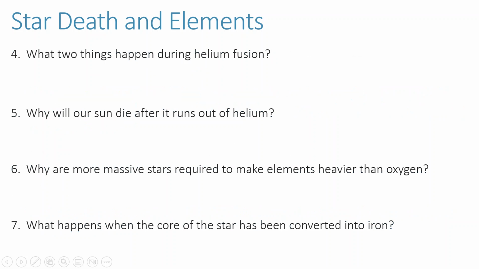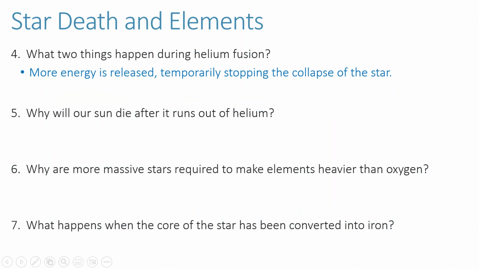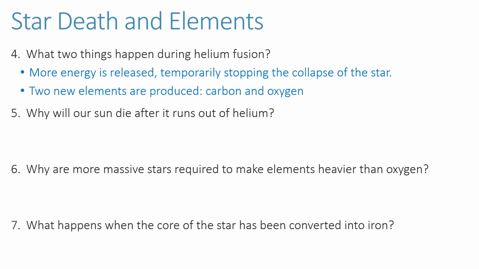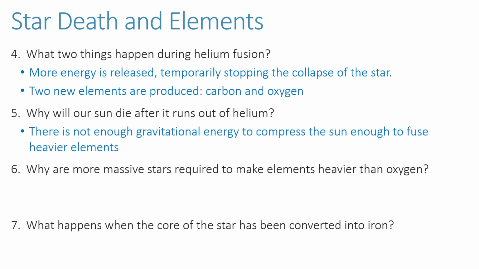During helium fusion, we release more energy, so that temporarily stops that collapse of the star. So we have that outward pressure returning here, and we produce two new elements. We start to produce elements like carbon and oxygen. Now, our sun is going to die after it runs out of helium, and that's because our star is pretty small compared to some of the ones that are out there. Because our sun is not massive enough, we can't achieve the compression necessary to fuse heavier elements.